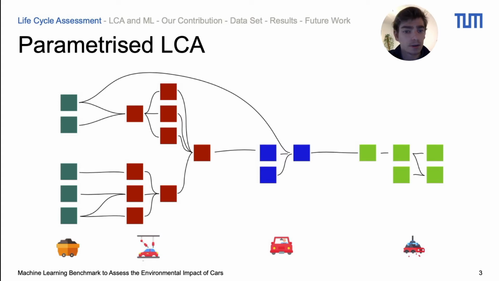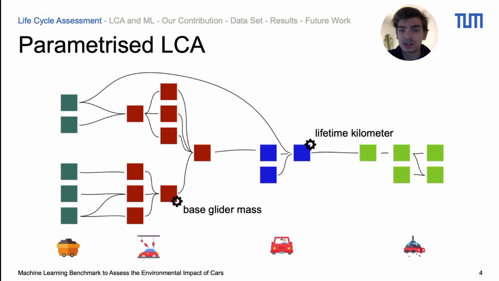The slide here says parameterized LCA, which is a special case of LCAs, where such a model is not only done for a specific single product, but is parameterized so that it can be applied to various use cases. So this means if we take this model of a car, for instance, you might have a setting where you can adjust the base glider mass in the manufacturing process or the total lifetime kilometers in the use phase. And we will be using that later.